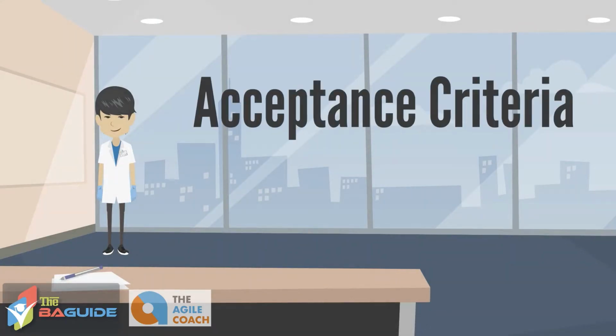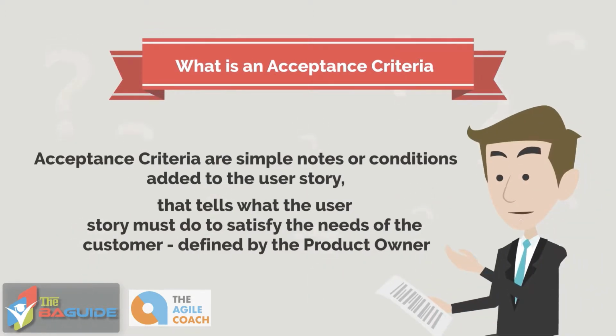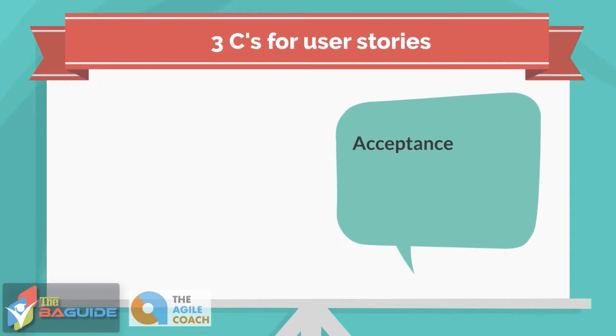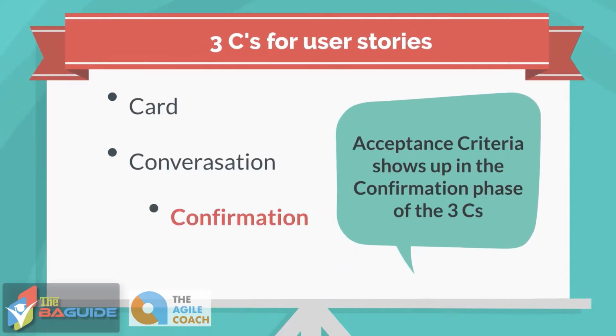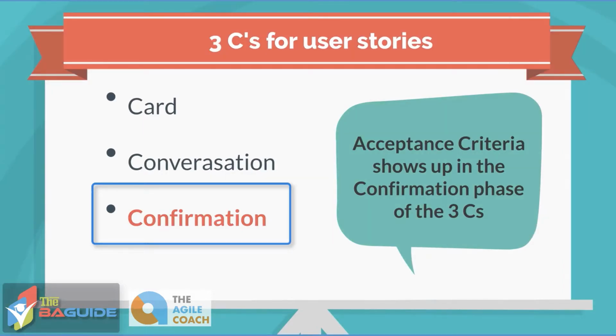Acceptance criteria are simple notes or conditions added to the user story that tell what the user story must do so that it can satisfy the need of the customer that is defined by the product owner. It should be clear, concise, and the product owner should be able to verify it. We talked about the 3Cs. Acceptance criteria shows up in the confirmation phase, where team members and the product owner are collaboratively discussing and coming to an agreement on the acceptance criteria of the user story.